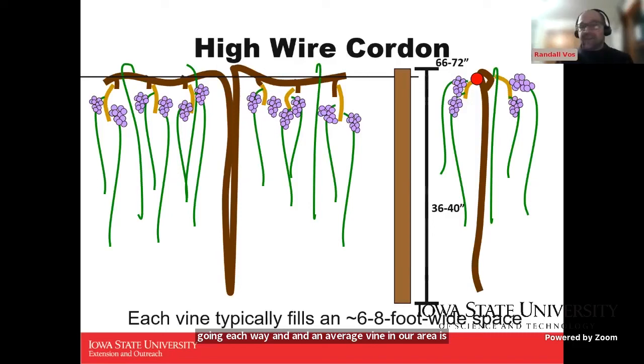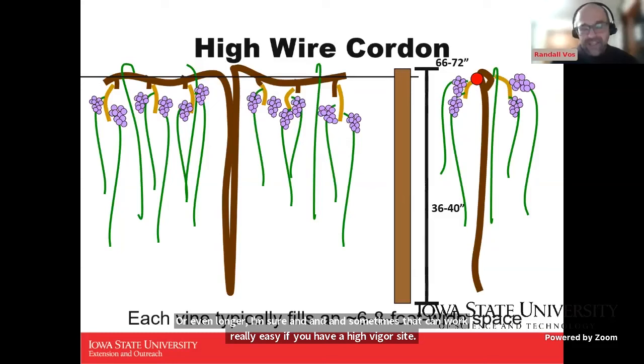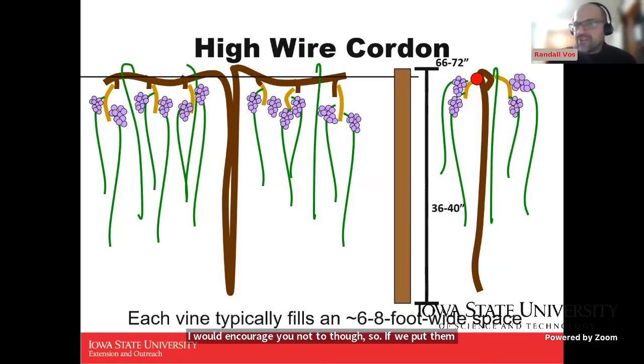You can get them to fill a lot bigger space, but the longer you stretch them out on average, the less vigorous it gets on those tips. While we could maybe stretch these out 12 feet or even longer, and sometimes that can work really easily if you have a high vigor site, I would encourage you not to. If we put them 2 or 3 feet apart, that's too close. So 6 to 8 feet is kind of a sweet spot. Again, we have a cordon, we have canes, and we're trailing those shoots vertically downward.